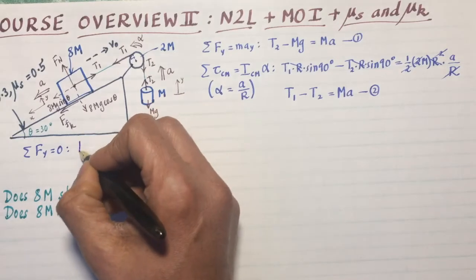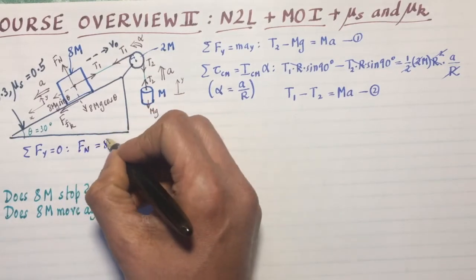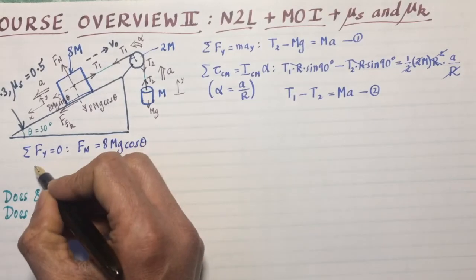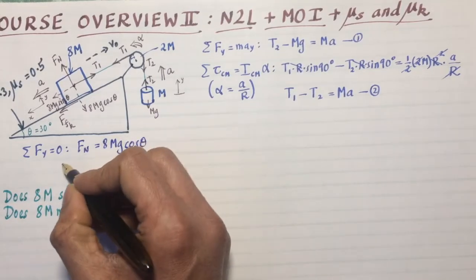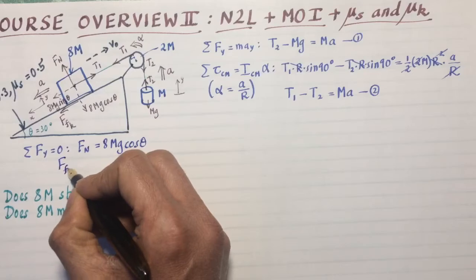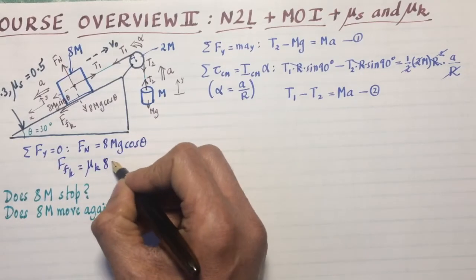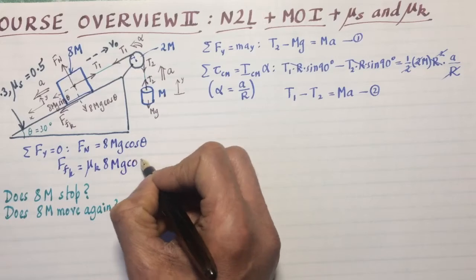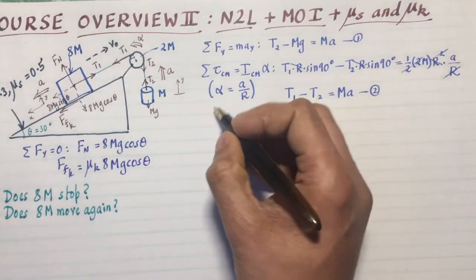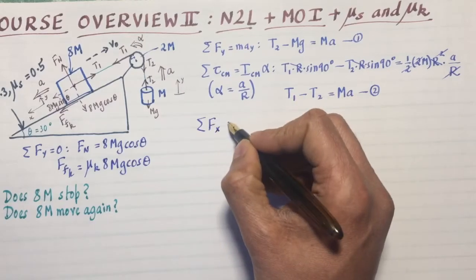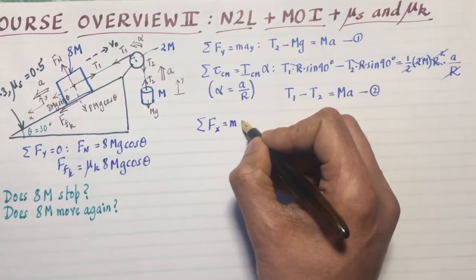All right, so we are back in business. That's going to be Fn equals 8mg cosine theta, and then we can use that. The law of friction is force of kinetic friction equals mu kinetic times the normal force, so that's mu_k times 8mg cosine theta. Well, with that behind us, we can write the equation for this mass. It's going to be the sum of all the forces equals max.